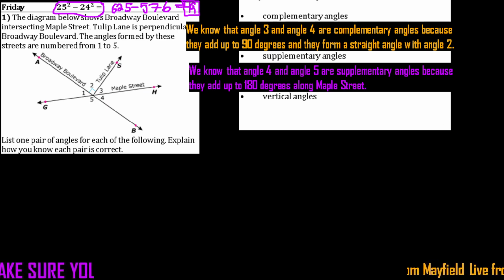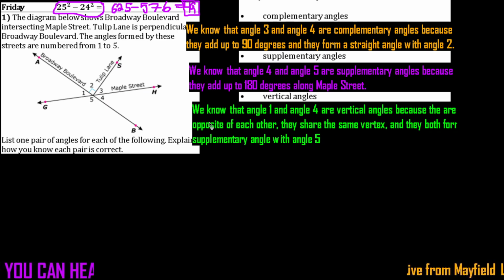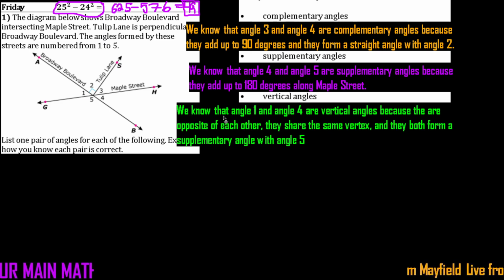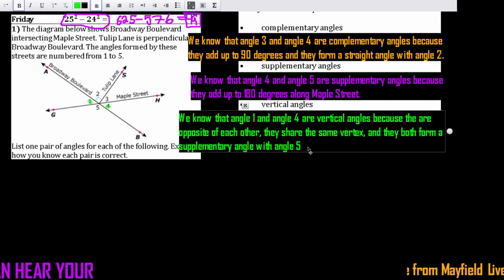Then for the last one, it says vertical angles. It's a little bit more detail, but we are able to understand these ideas. So we know that angle 1 and angle 4 are vertical angles. Let me go ahead and highlight those first. Angle 1 and angle 4 are vertical angles because they are opposite of each other. They share the same vertex and they both form a supplementary angle with angle 5. And like most people say, period.